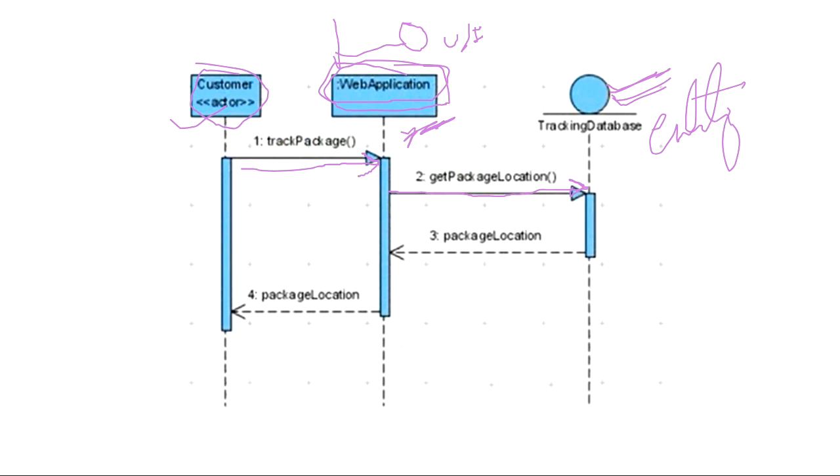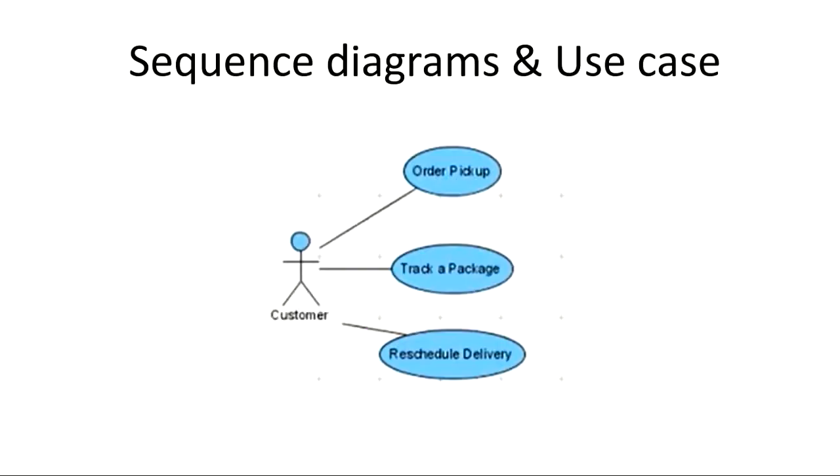Then the tracking database, based on the user ID, will reply that this is the package location. Then that reply will be sent back to the customer: okay, you entered this tracking ID and I'm giving you this current location. So this is how this use case of track a package will be performed here.